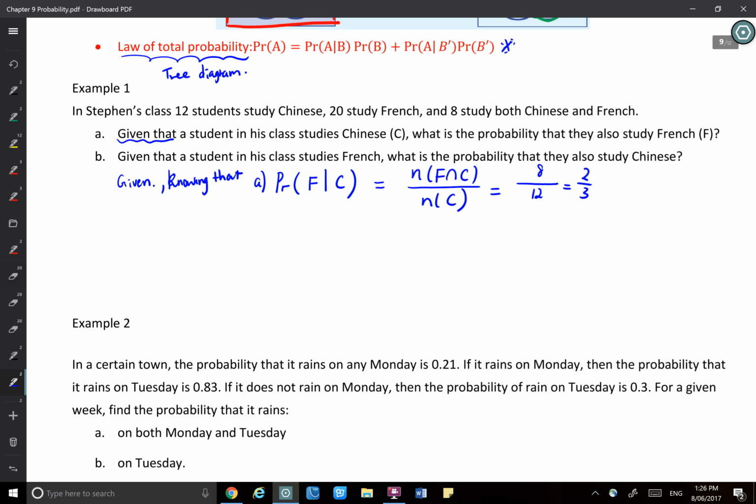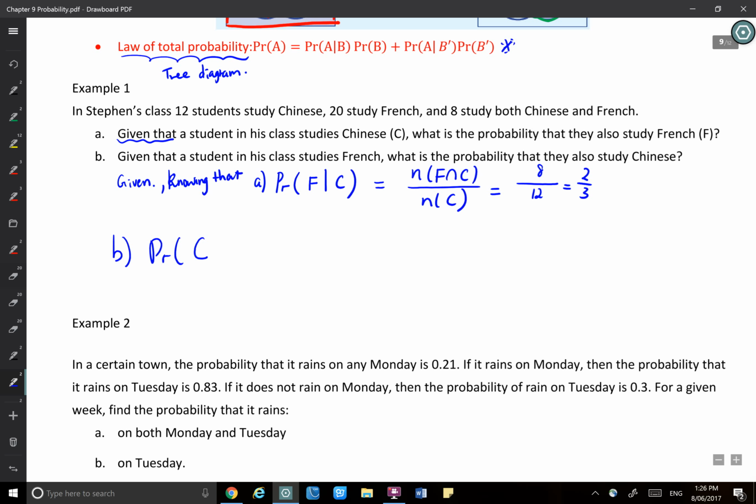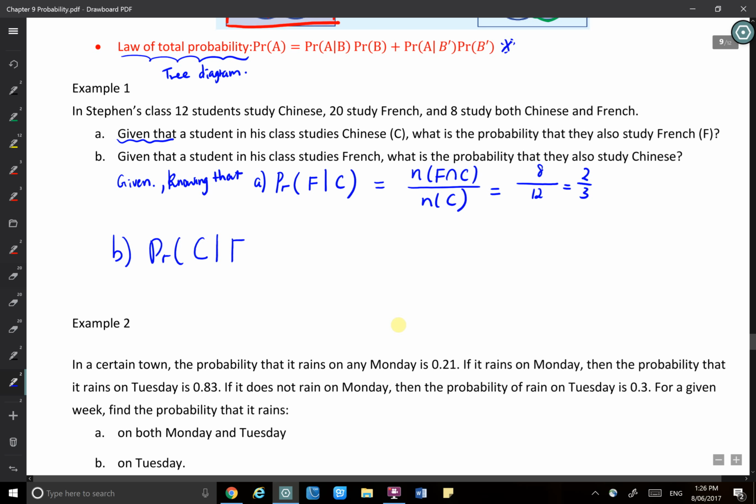Part B says, given that a student in his class studies French already, what is the probability that they also study Chinese? Now I want to find the probability of studying Chinese. What you're trying to find, you put in the front, and what is already known, the given, goes at the back. So C given F is the number of C intersect F over the number of F. So 8 over 20, which is 2 on 5.